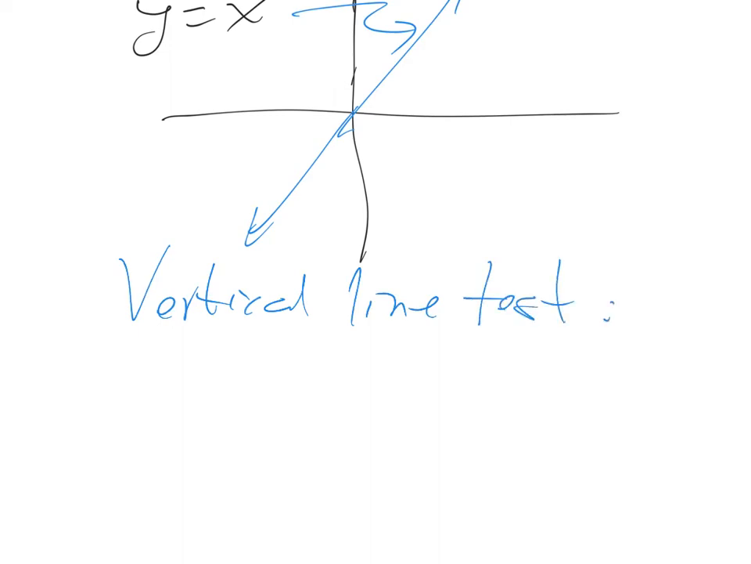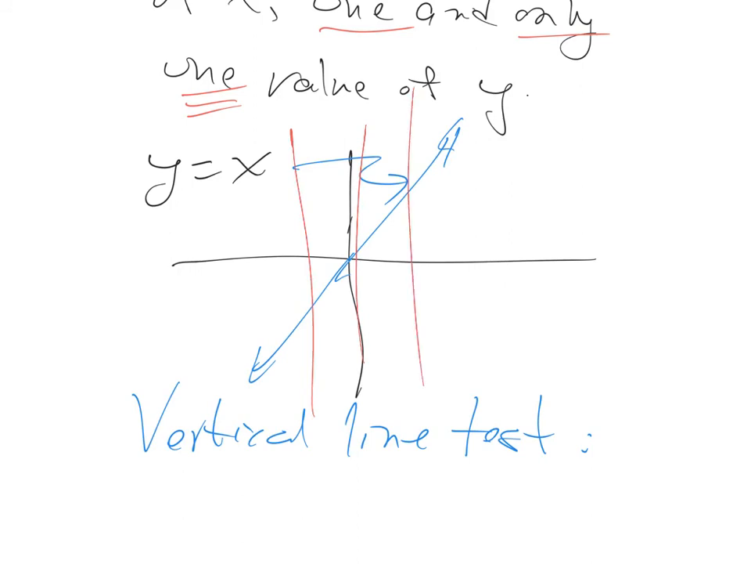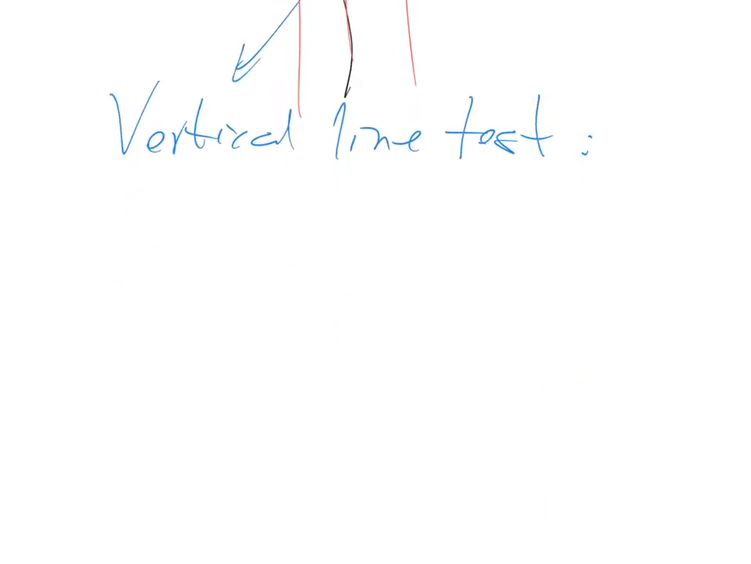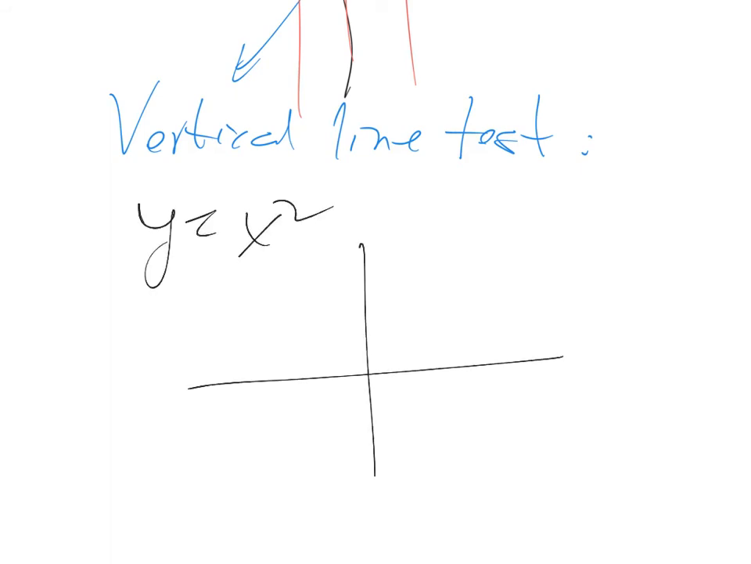Which simply says if I draw any vertical lines anywhere on the graph, if it touches one and only one point, then it passes the vertical line test. So the function y equals x passes the vertical line test because any vertical line that is drawn connects to one and only one point. Another function, y equals x squared, has the following look. And again, you can see that anywhere you draw vertical lines, it passes the vertical line test.